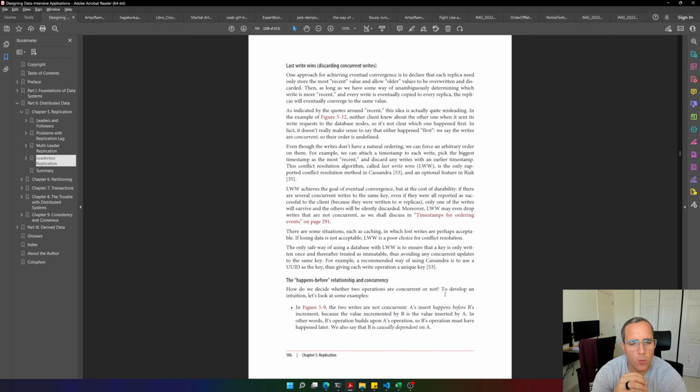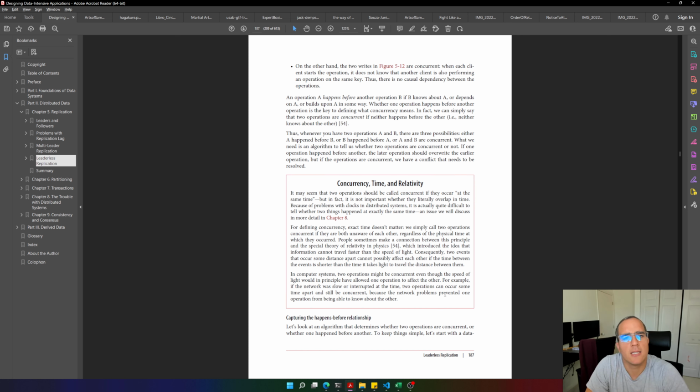The "happens-before" relationship and concurrency. How do we decide whether two operations are concurrent or not? To develop an intuition, let's look at some examples. In figure 5-9, the two writes are not concurrent: A's insert happens before B's increment, because the value incremented by B is the value inserted by A. In other words, B's operation builds upon A's operation, so B's operation must have happened later. We also say that B is causally dependent on A.